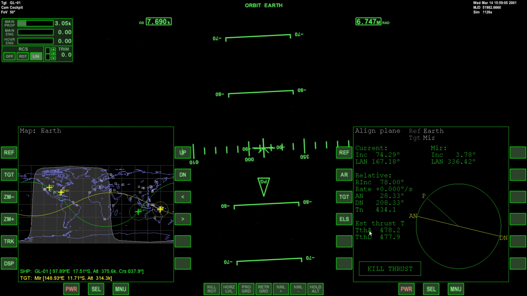And that's telling me that at the ascending node, which here we are approaching, if we were to try to align our plane with Mirror here at the ascending node, it would take 478.2 seconds, or we could choose to align it over here at the descending node. It would take 477.9 seconds. That is an incredible amount of fuel and time to align our orbital plane.